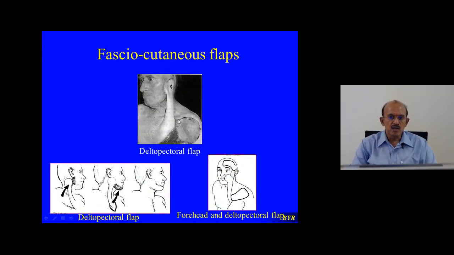So this is called the deltopectoral flap, where you take the flap from the deltopectoral region and you place this graft over the recipient area. For example, you can see here over the cheek there is a big ulcer. So you take a deltopectoral flap and place it here.